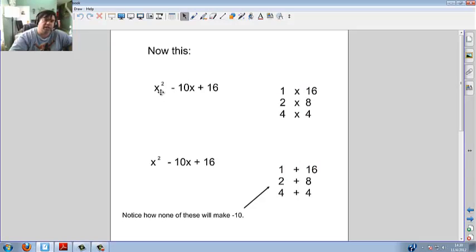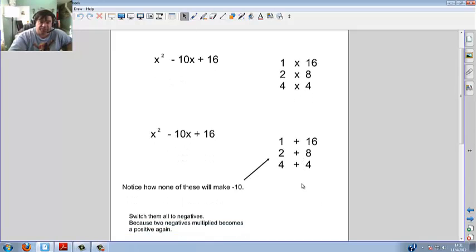And back. Now x squared minus 10x plus 16 is the same idea, but notice how there's a negative in the middle. Well, if I split up 1 times 16 and make 16 and split up all the 16 possibilities, I'll never make negative 10 because these are all pluses.